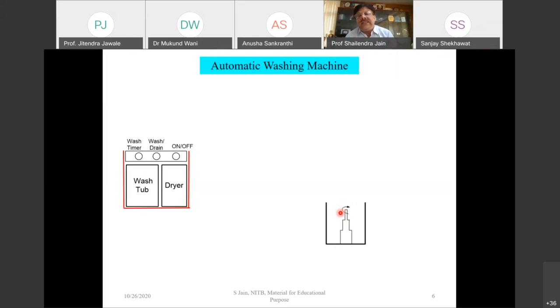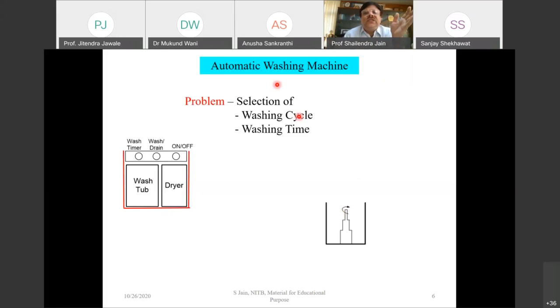So for that, certain inputs need to be given. In fact, many more inputs are required, but just for simplicity, I have selected two only. We have selection of washing cycle and washing time. How much spindle rotation is needed, whether it is gentle, moderate, heavy or maybe very heavy. And then how much washing time is required.